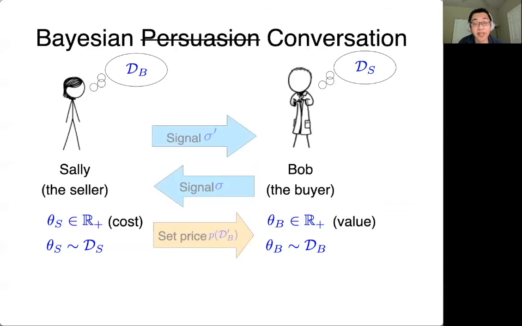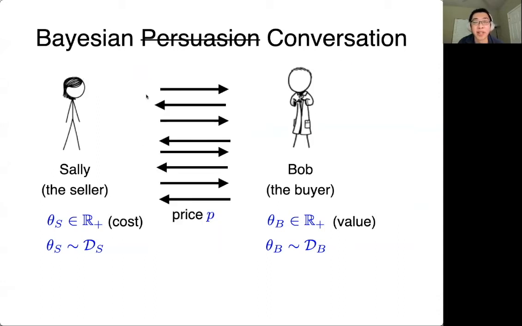And we can further generalize this model into the so-called Bayesian conversation, in which there are multiple rounds of sending signals. So you can say in the first round, Sally sends some signal sigma prime, depending on her cost, to Bob. And then Bob will update his perception of Sally's private cost into this distribution dS prime. And then in the second round, Bob can send some signal back to Sally about his private value. So Sally will then update her perception into dB prime. And then finally, Sally can set the price depending on dB prime and her private cost.